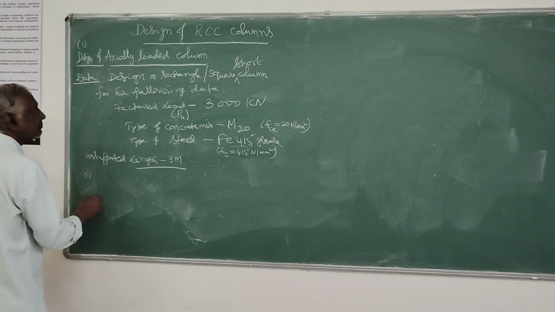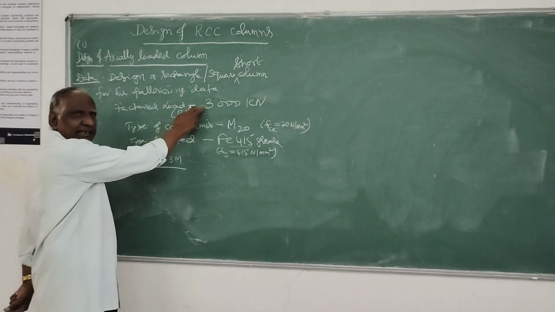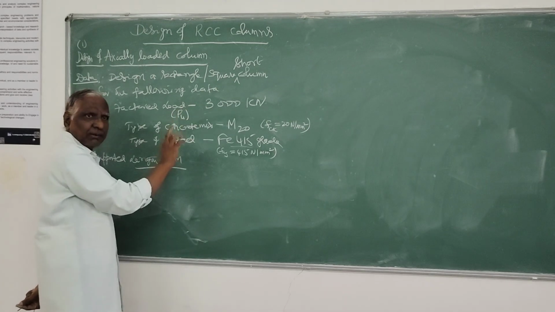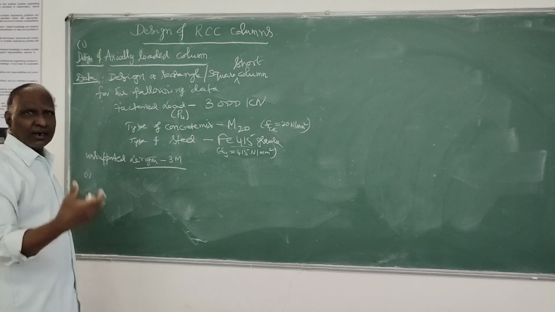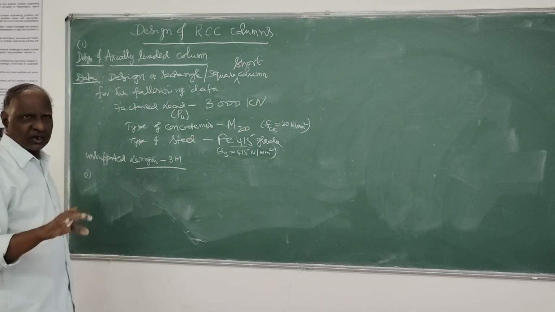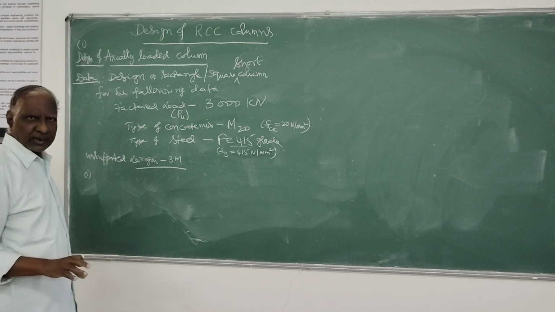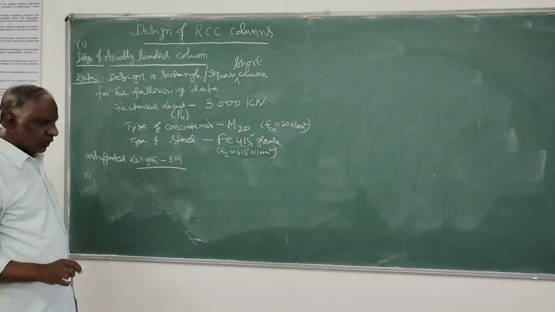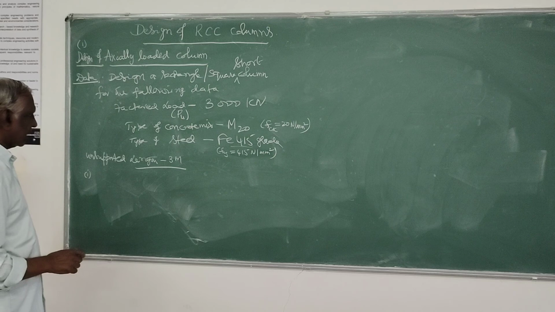The next is the load given, this factored load. That also we need not make any modification to. We will see in the problem whether the given load is the working load or the ultimate limit state load. If it is the working load, you have to multiply by a suitable partial factor of safety and arrive at the factored load. So that particular aspect we need not bother about here.